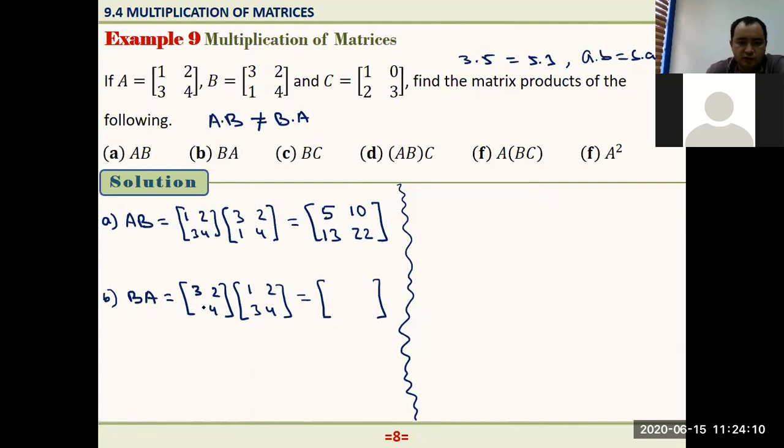3, 2, 1, 4. Okay, multiply the first row by the first column. I get this entry, right? 3 times 1, 3, 2 times 3, 6, the sum is 9.